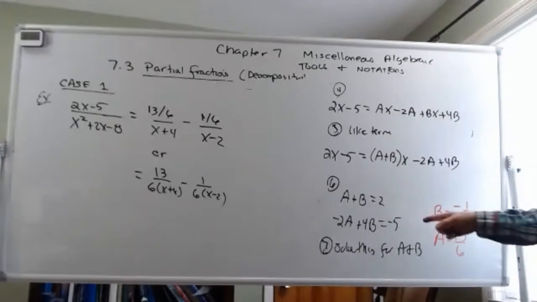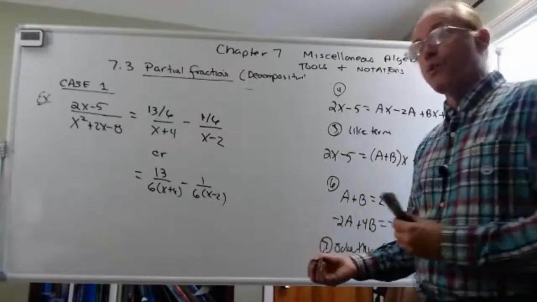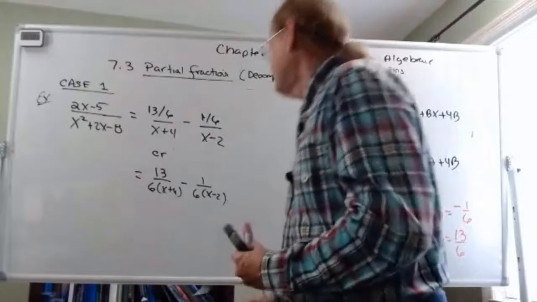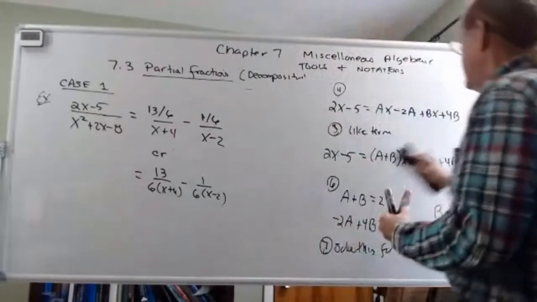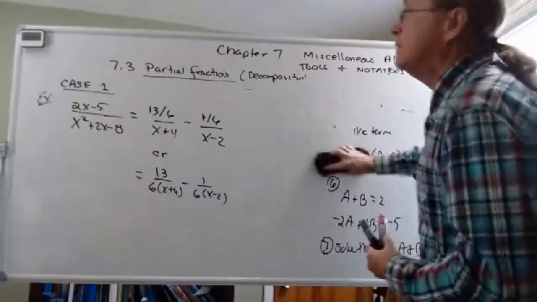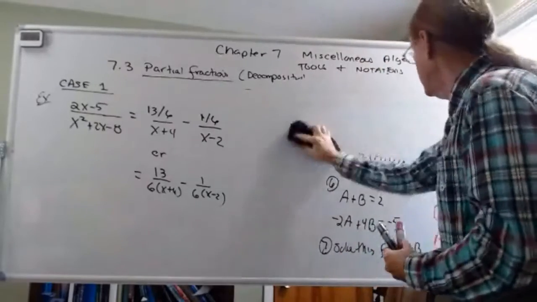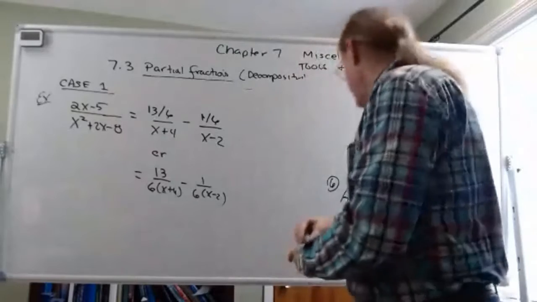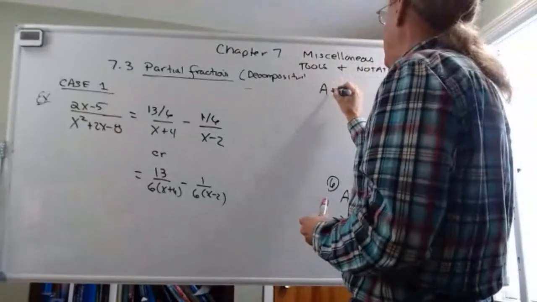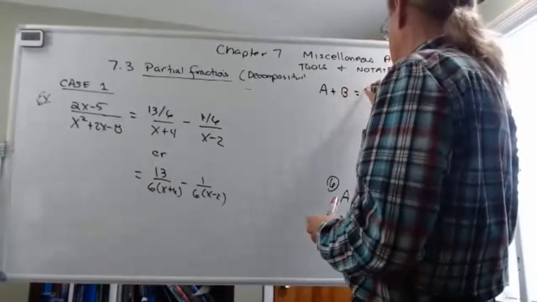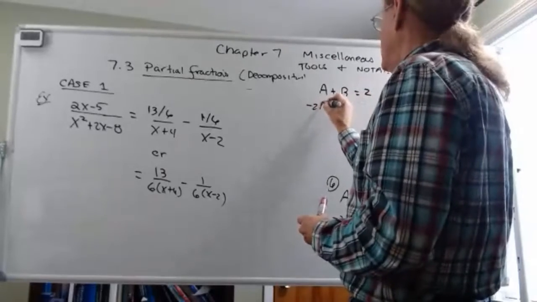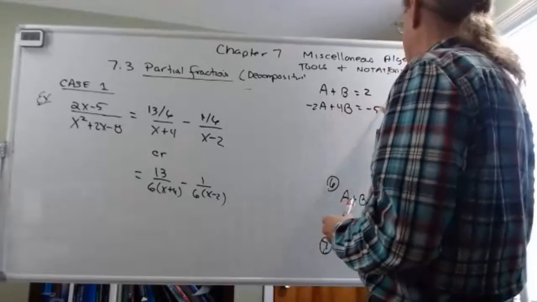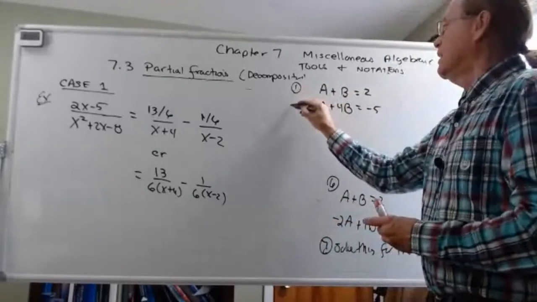Okay, let's kind of put that in. This is my system. That's back to what we did in chapter 6. Solving a system of equations. I think we're okay up to here. Let me rewrite the system. A plus B is equal to 2, minus 2A plus 4B is equal to -5. Equation 1 and equation 2.